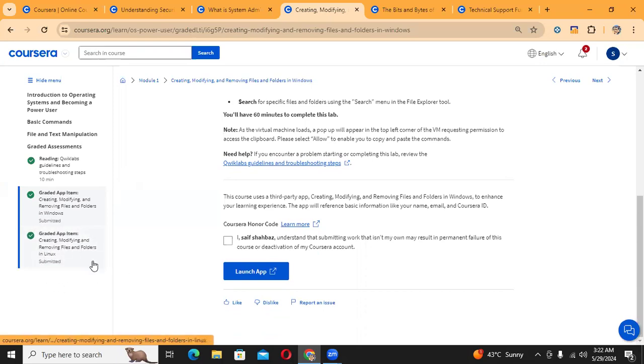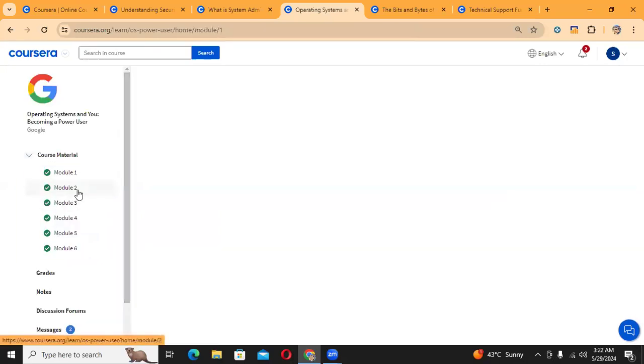But in Linux, we have different commands. We have to learn those to do anything in this quiz. When you are using the Linux software, you have to understand the commands. So you will do that. Let's move on to the second module.